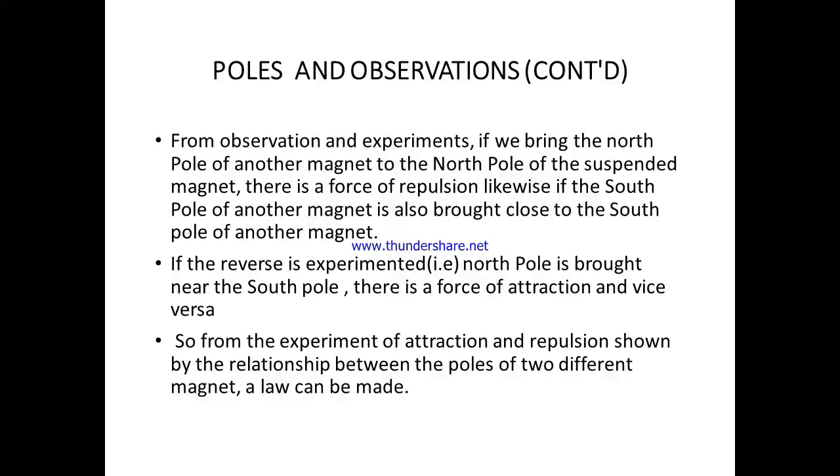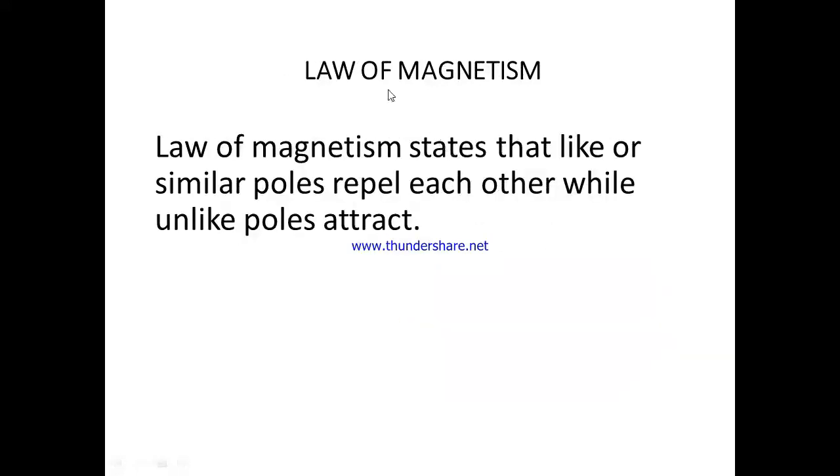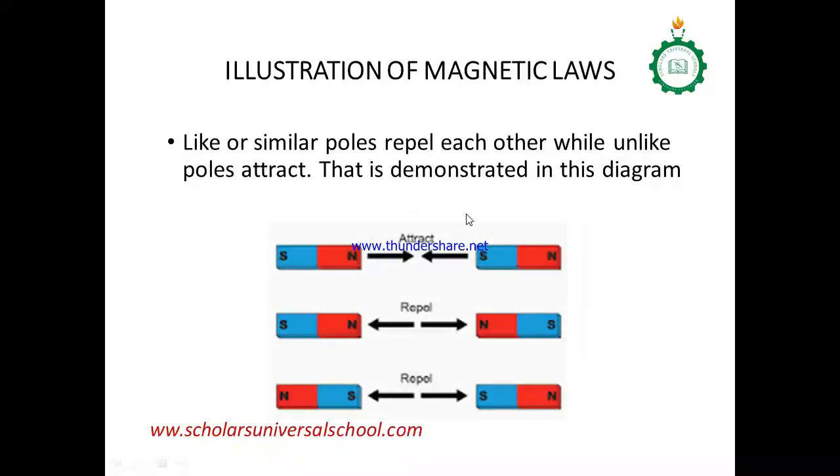From the experiment, a relationship can be made, and the relationship is called the law of magnetism, which states that like or similar poles repel, while unlike poles attract. So, this is the illustration of what we are talking about. We have north pole and south pole, they attract. We have north pole and north pole, they repel because they are like poles. And we have south and south, they repel. This is what I demonstrated.